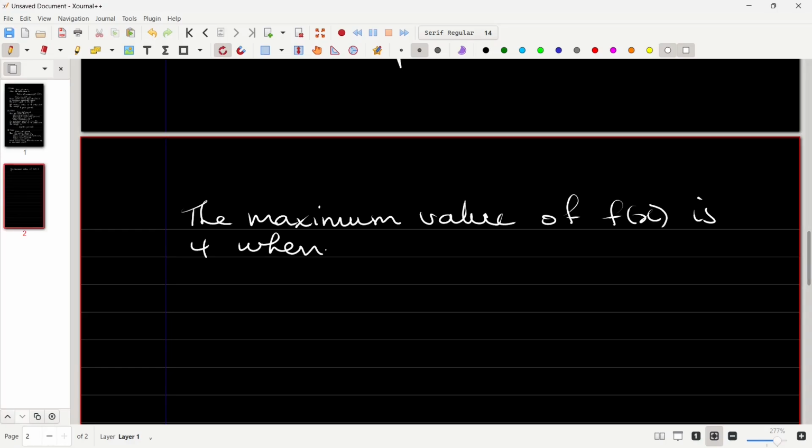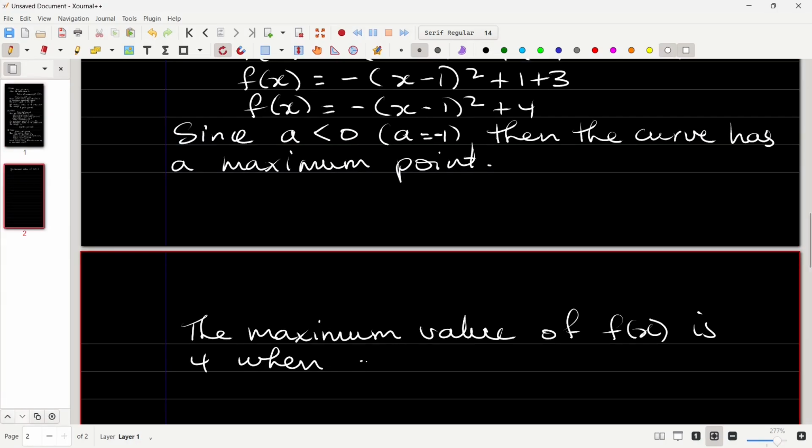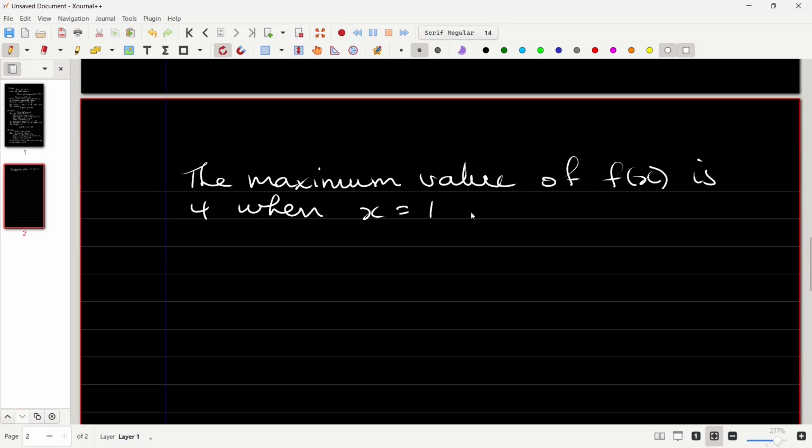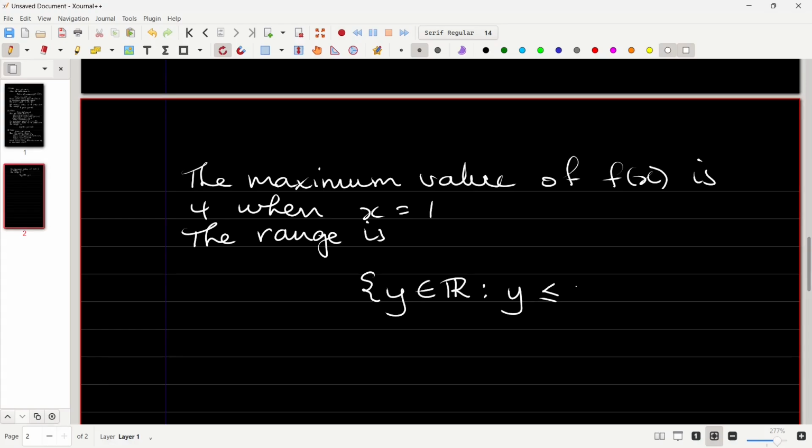when x is equal to 1. All right, so negative of this value, which is positive 1. So the maximum value of the function is 4 when x is equal to 1, and the range is the set of y that are members of the set of real numbers such that y is less than or equal to 4. And that's the answer.